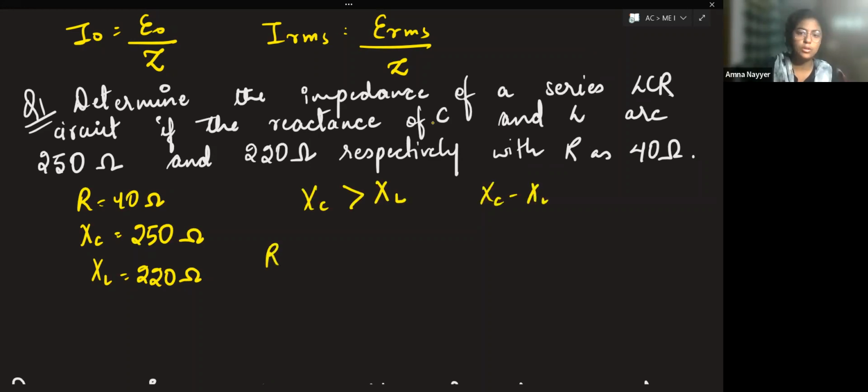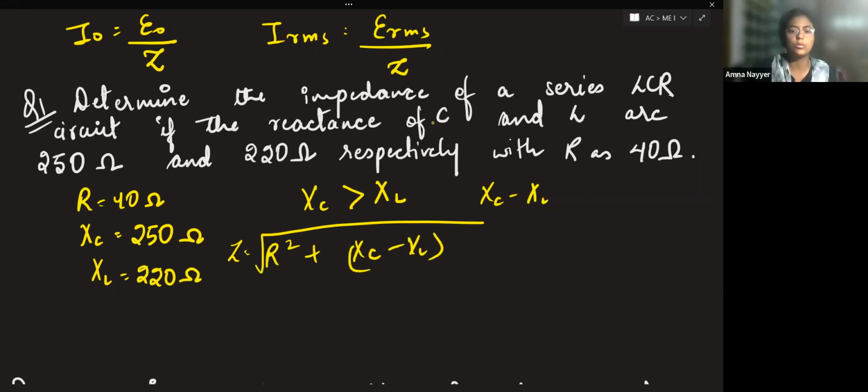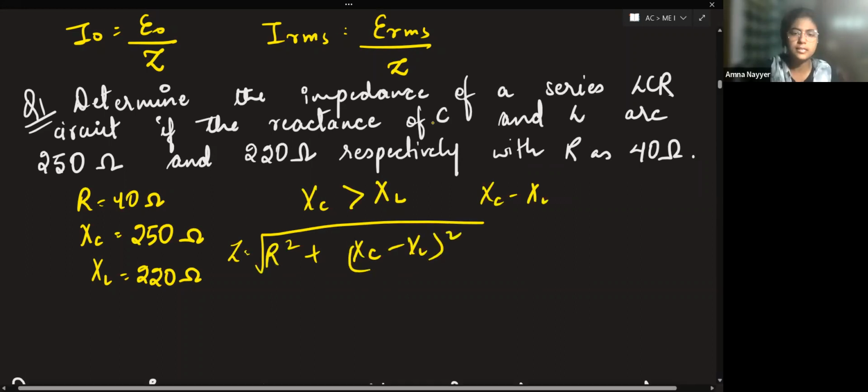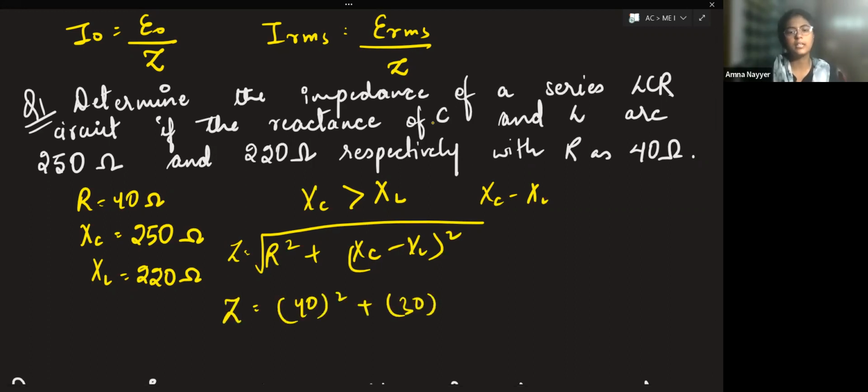So Z will become equal to under root R square plus (XC minus XL) whole square. See, XC minus XL is what? XC minus XL is 30. So 40 square plus 30 square will give you 50 ohms. Fine, easy question. Quickly note it down.